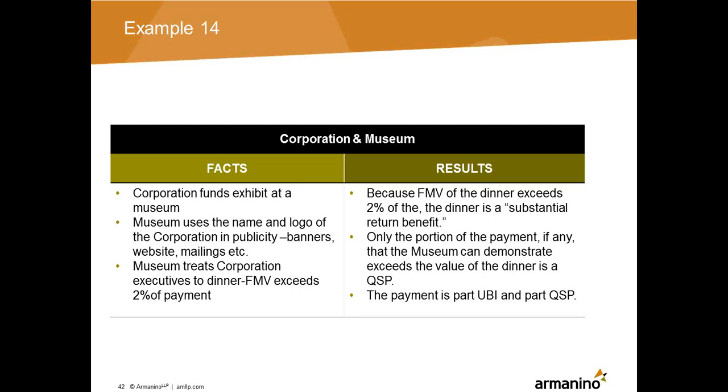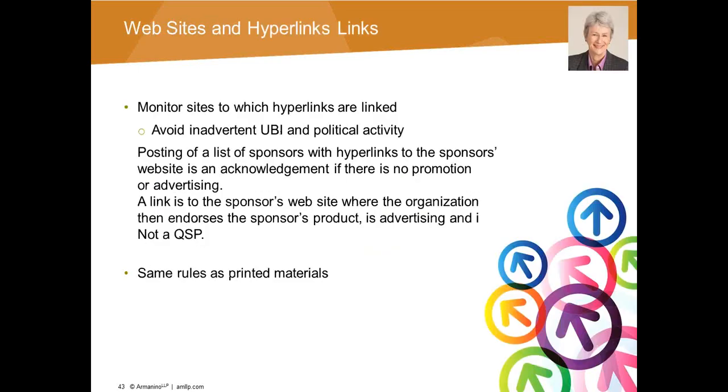So then what you have to do is divide that payment into two parts. The portion of the payment that the museum can demonstrate exceeds the value of the dinner is going to be your qualified sponsorship payment and not subject to UBI. The other part of the payment, equal to the fair market value of the dinner, will be treated as unrelated business income. So hopefully those three examples help with the qualified sponsorship payment.